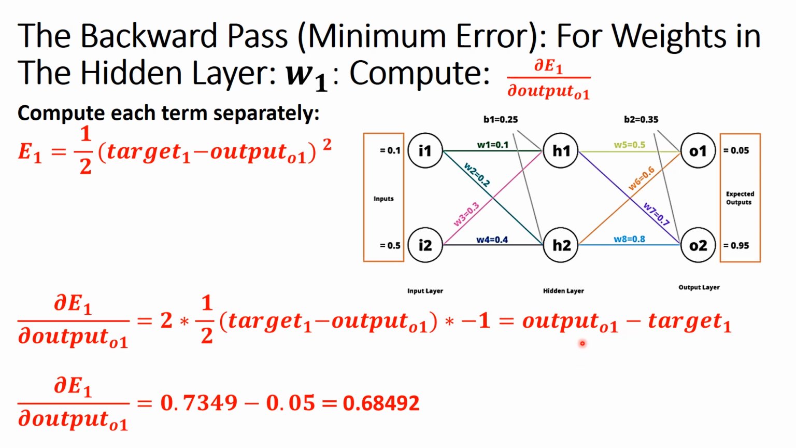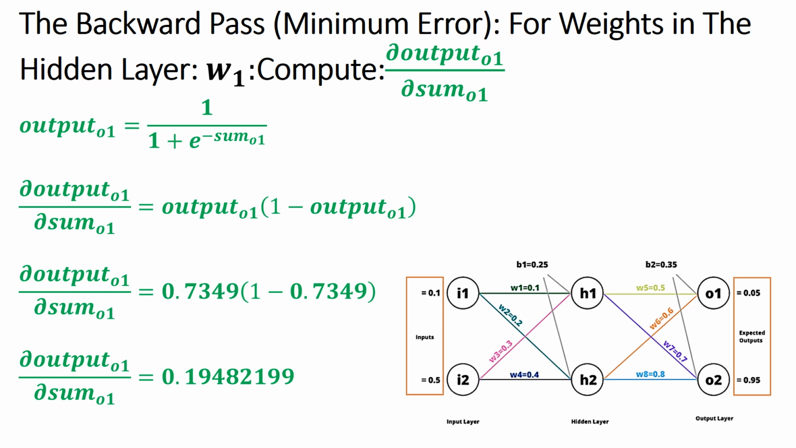Output O1 we computed its value in the first example, target 1 is given, we take the values for each term. 0.7349 minus 0.05 equals 0.68492. And this is the gradient for E1 with respect to output O1.